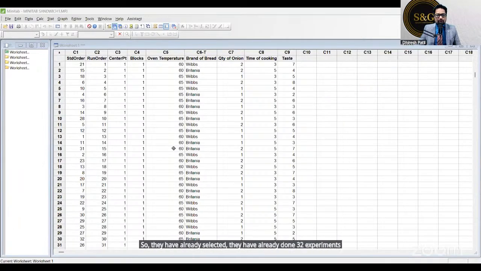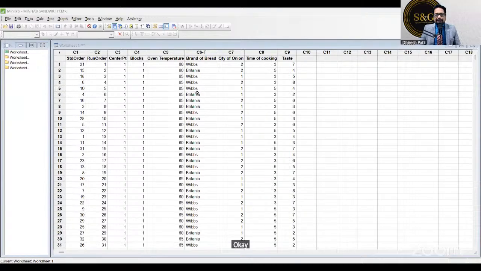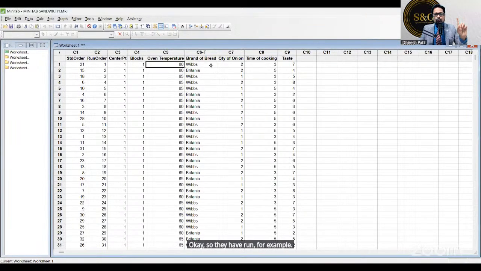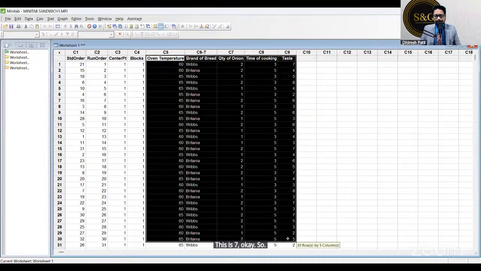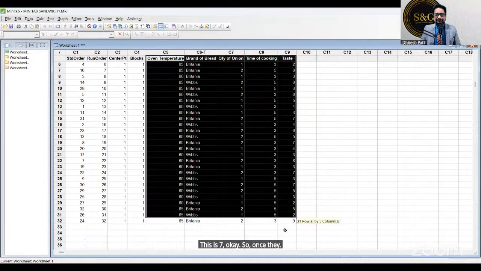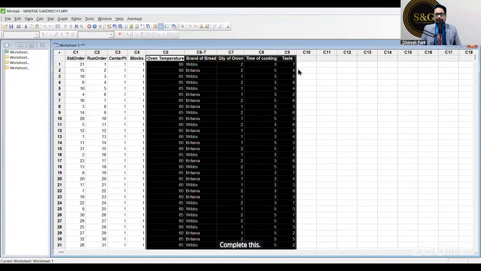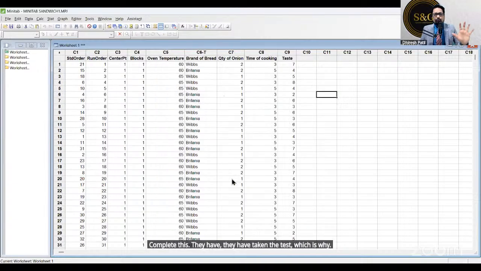You can see here, scroll it down. So they have run, for example, oven temperature at 60, whips, quantity of onion 2, time of cooking 3, and taste is 7. Once they complete this, they have taken the taste, which is Y. And now once the data is collected, then we go for the analysis of it.